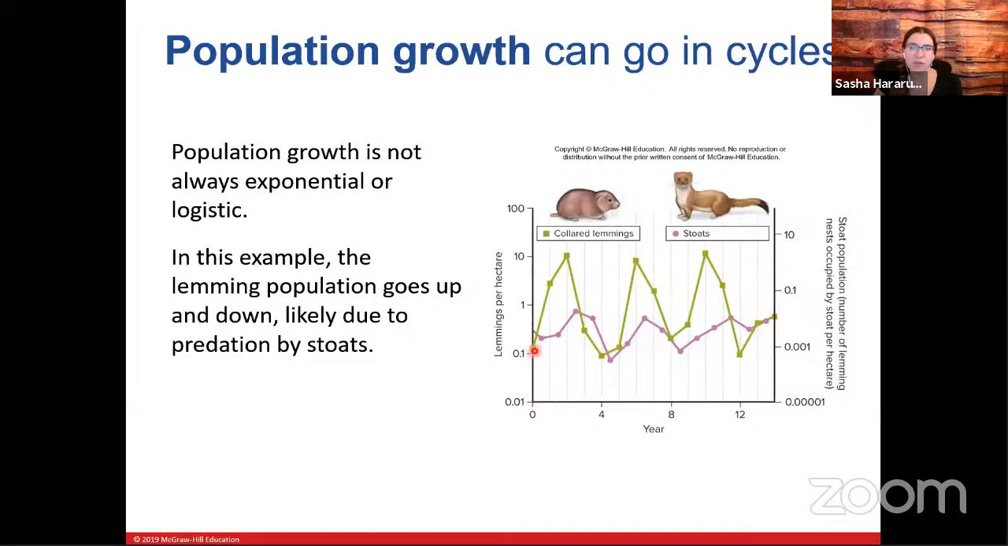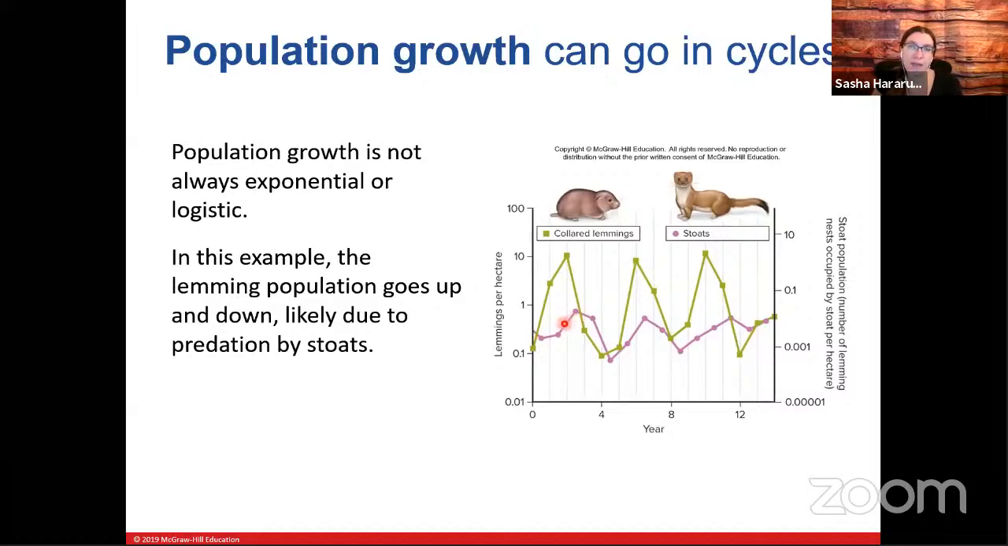So you see that the green curve is fluctuating. First the green curve, which is the population size of lemmings, increases. And the stoats are getting very happy about that because there is a lot more food around. And because there's a lot more food around, the population of stoats starts to increase as well. And note that the population of lemmings increases faster here. And only after the population of lemmings increased, the population of stoats starts increasing as well.